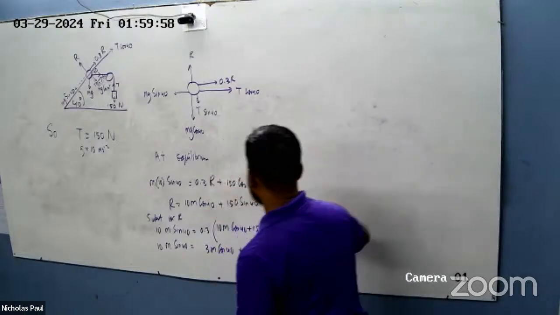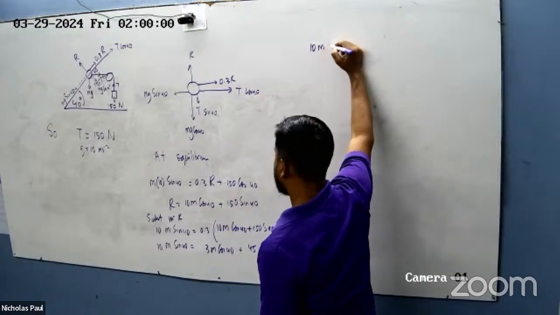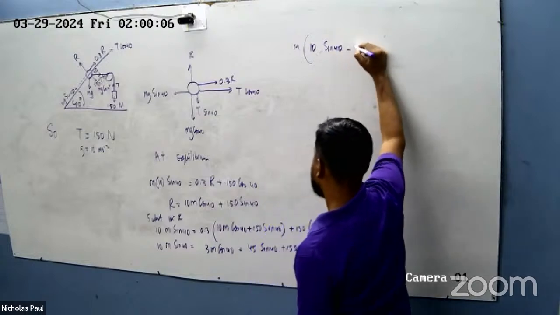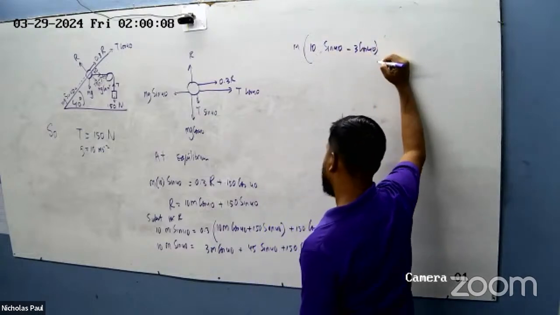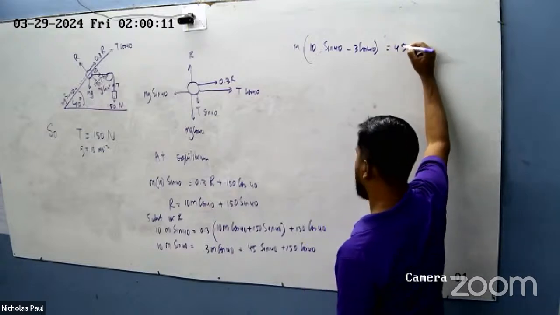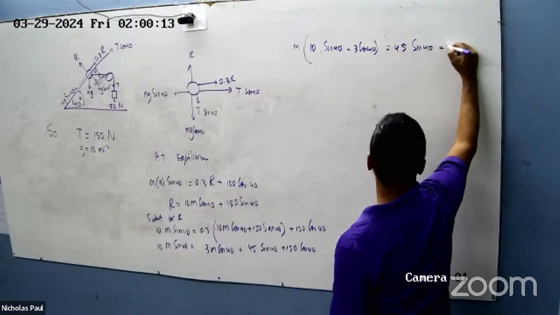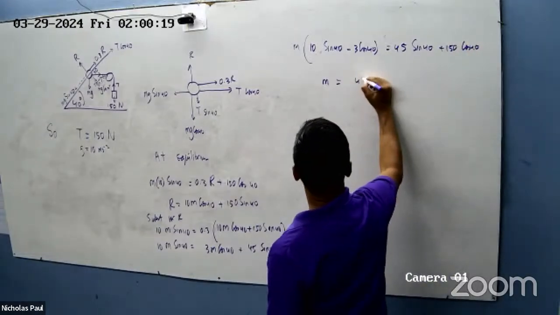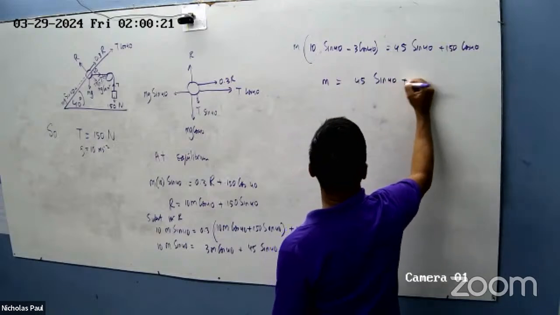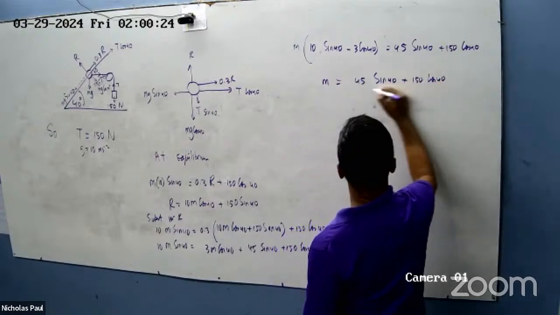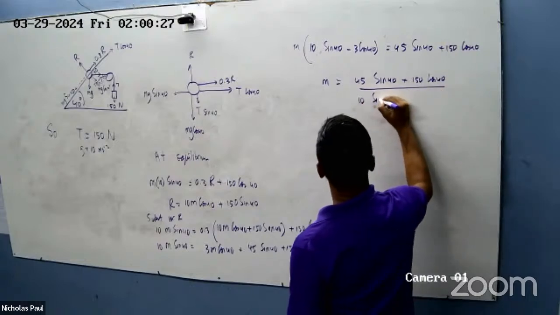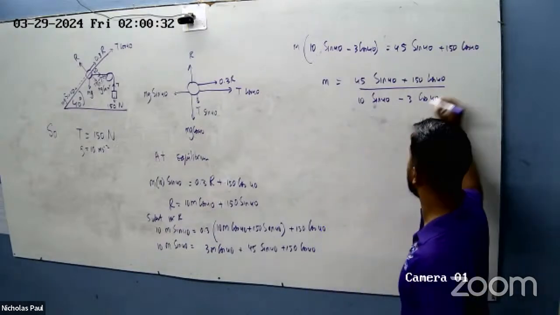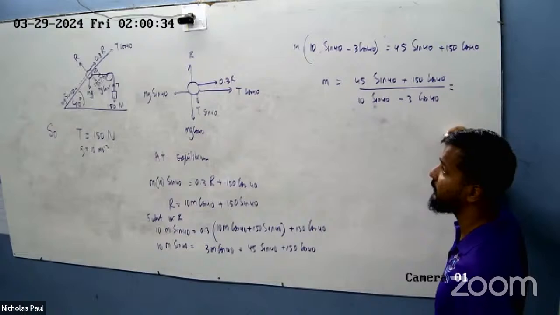So I'm bringing the M's on that side. I factor out that M one time. I'll get 10 sine 40 minus 3 cos 40 is equal to 45 sine 40 plus 150 cos 40. So M is equal to 45 sine 40 plus 150 cos 40 all over 10 sine 40 minus 3 cos 40. How much you got here for your mass?